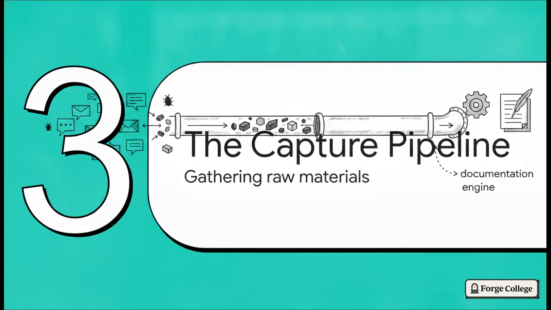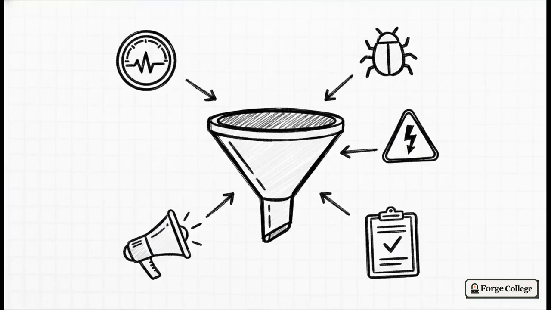Which brings us to part 3, the feedback capture pipeline. This is how we gather the raw materials. Now, to fuel this whole engine, you can't just sit around waiting for developers to complain on Twitter. We have to capture signals from absolutely everywhere. We're talking in-product telemetry, user reports, GitHub issues, runtime errors, structured feedback forms, the whole shebang.